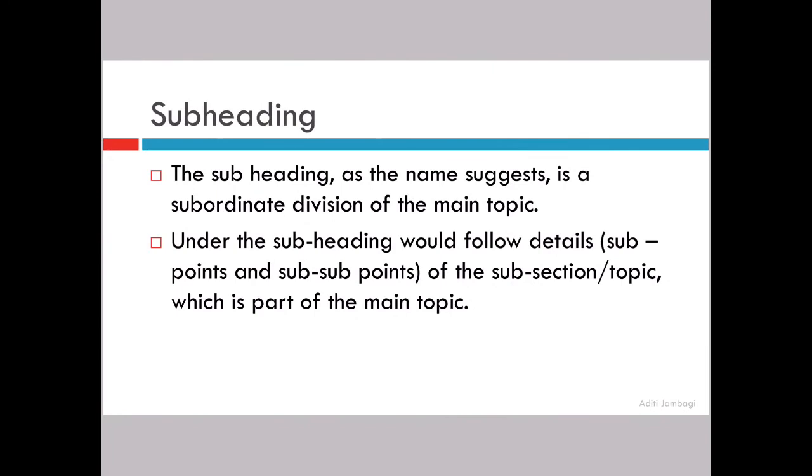Subheading, as the name suggests, is a subordinate division of the main topic. Under the subheading would follow details like subpoints and sub-subpoints of the subsection topic, which is part of the main topic. Like I said, let us take the example that you're doing sole proprietor, like I had said before. So in that what will be there? Sole proprietorship is your heading. Then you will have the definition, which will be your subheading. Now, below that you will write 3 or 4 definitions from renowned people.